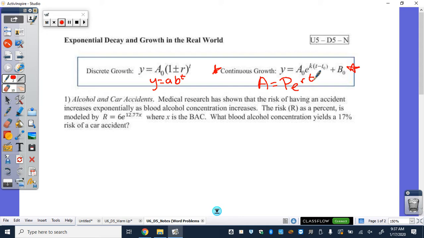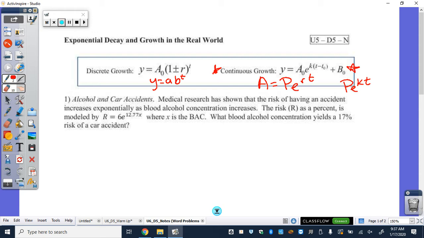Sometimes they change the letters around. So instead of an r, they like to use the letter k for some reason. It's still the same formula, they're just changing around the variables. But one thing that doesn't change is e, because e is e. So again, all the same formula, these ones you've seen, these ones you've seen. So let's take a look at some word problems.